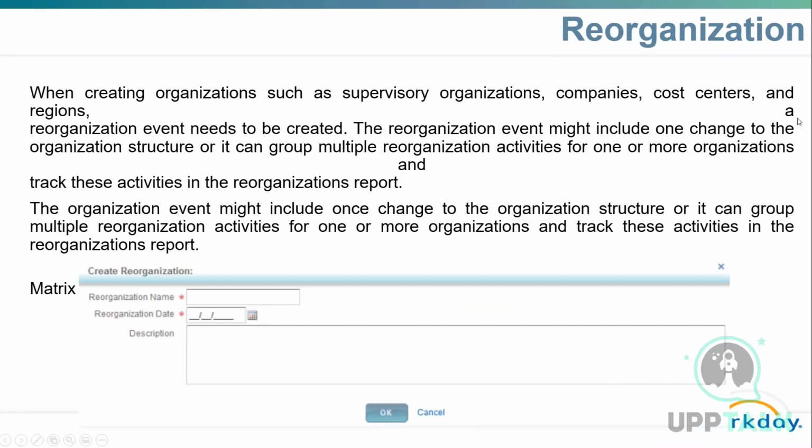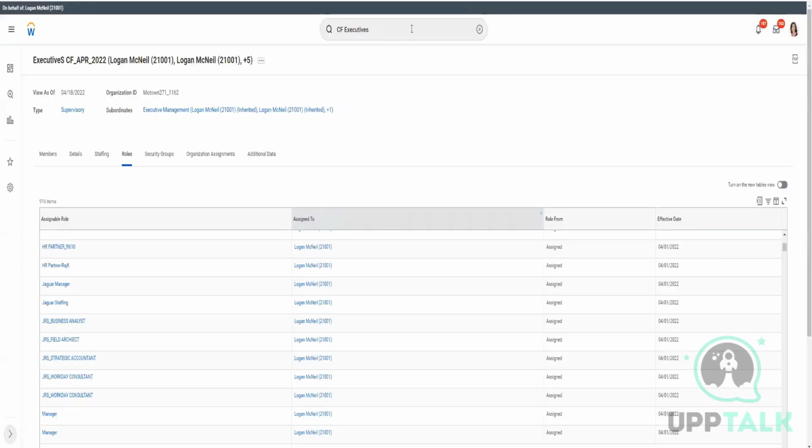So we have looked at the reorganization task as well. When creating organizations such as supervisory organization, companies, cost center, and regions, a reorganization event needs to be created, like we have created our own CF April 2022. That reorganization event might include one change to the organization structure, or it can group multiple reorganization activities for one or more organizations and track these activities in the reorganization's report. So let's look at the reorganization report to look at what we have done so far.